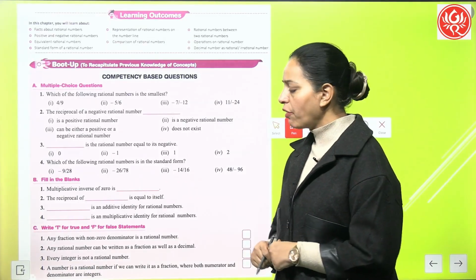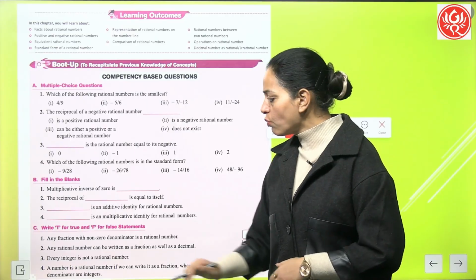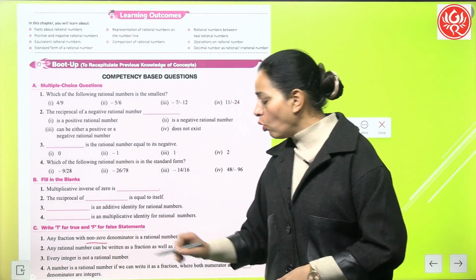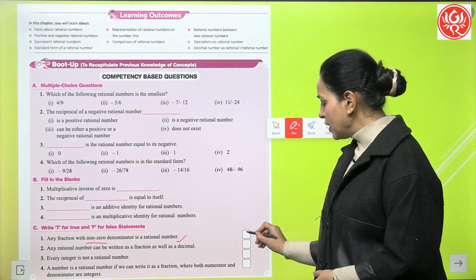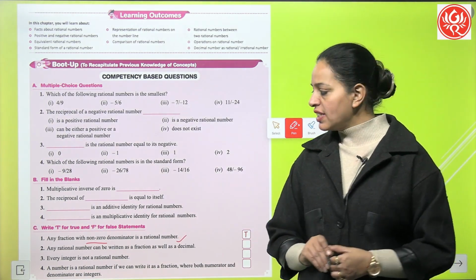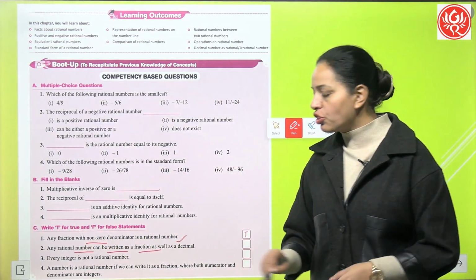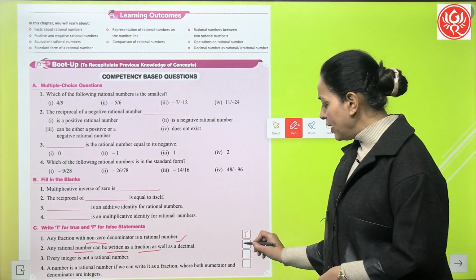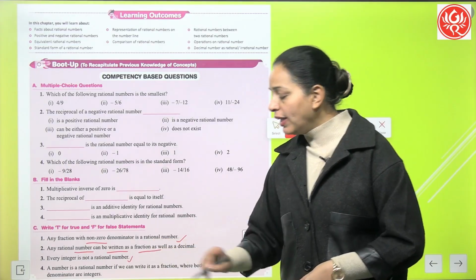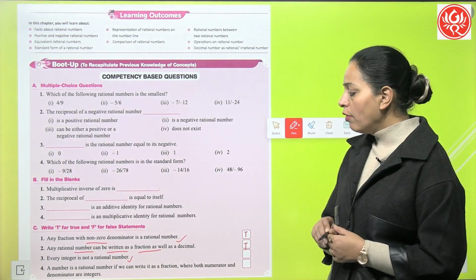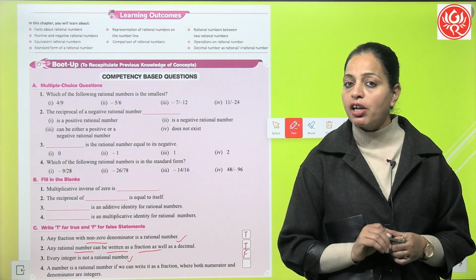Now C part, write T for true and F for false statements. The first one, any fraction with non-zero denominator is a rational number. Yes, this is true. The second one, any rational number can be written as a fraction as well as a decimal. Yes, this is true. The third one, every integer is not a rational number. No, every integer is a rational number.